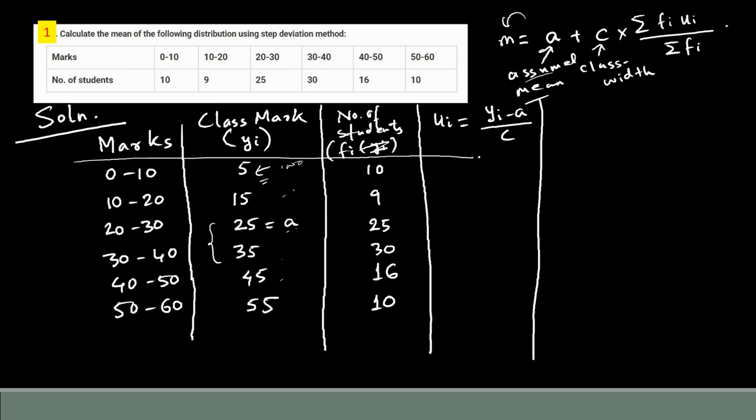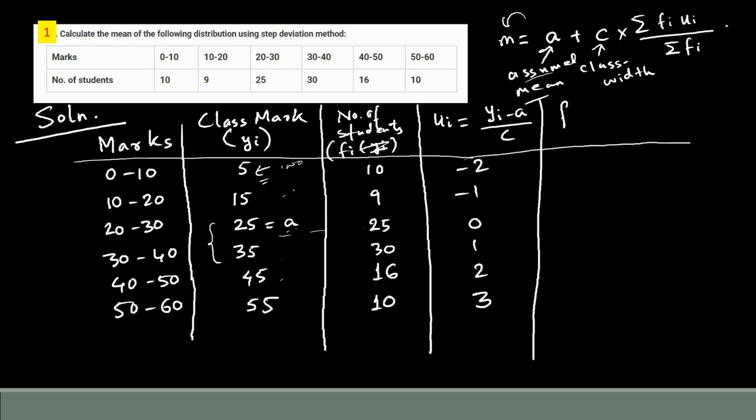Hope you guys remember it. I did it on the first page. What is ui? So yi minus a. So let's say this term will be for sure 0, right? Because 25 minus 25 divided by c. This will be 15 minus 25, that is minus 10, divided by 10, so this will be minus 1, this will be minus 2, this will be 1, this will be 2, this will be 3. This is your ui. Okay.